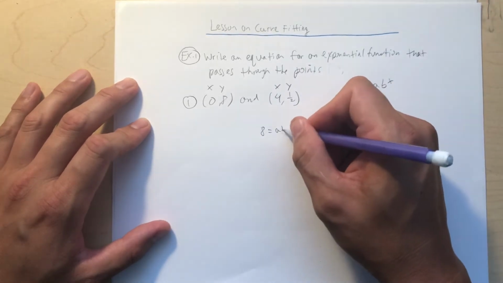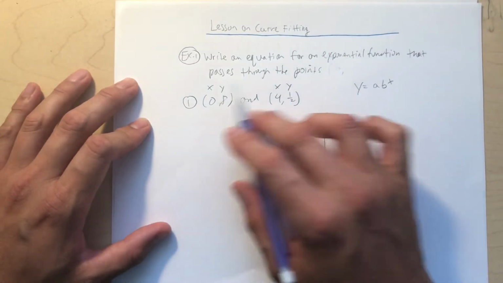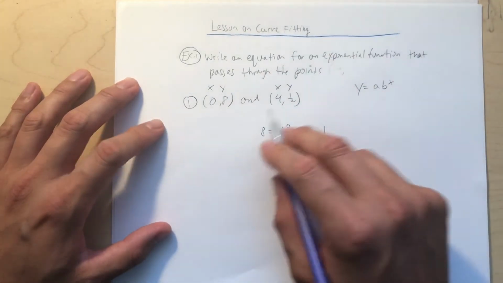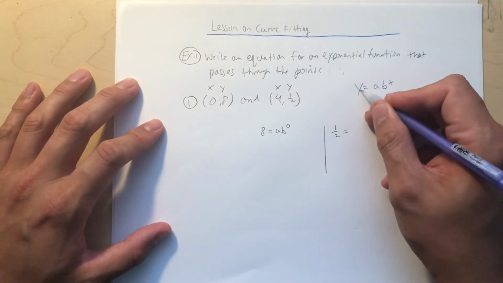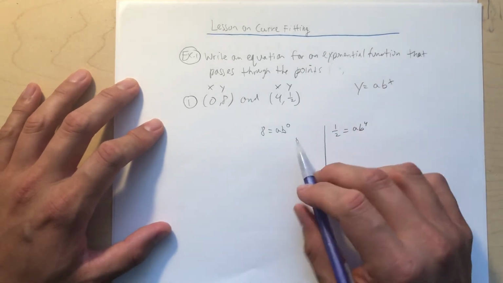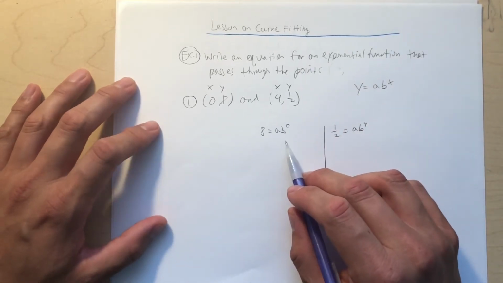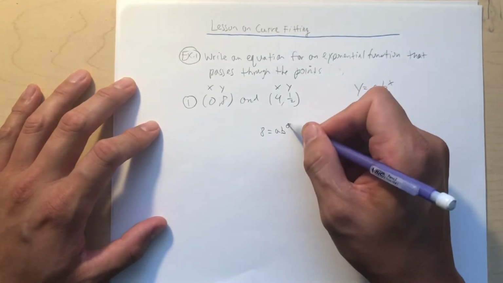Again, we have to find A and B, so they're unknown. We can use substitution or elimination. X is 0. Same thing for this one: our Y is 1/2, A and B, and X is 4. This one's a little bit easier than the next problem, because anything to the 0 power is 1. So that turns into 1.